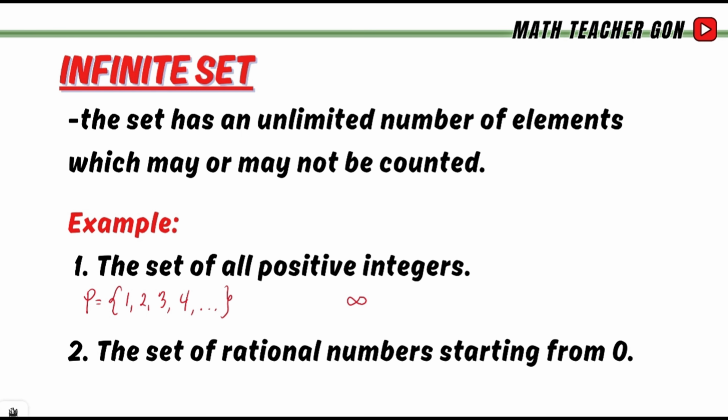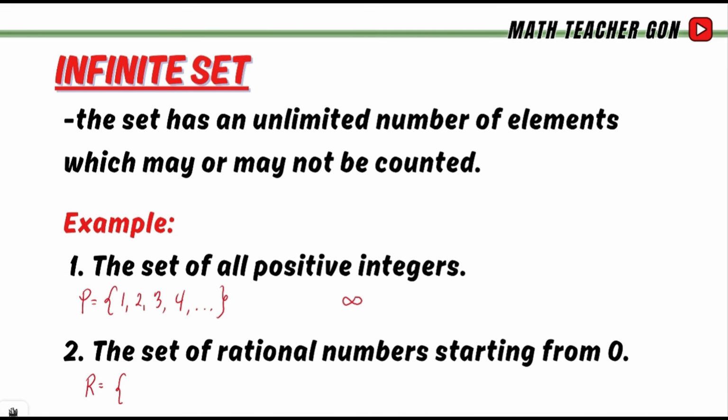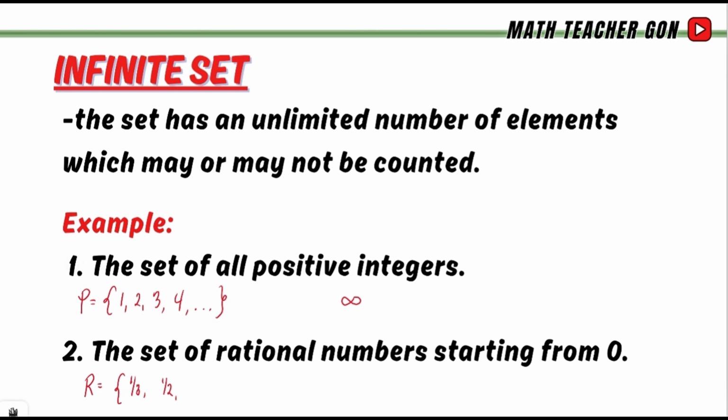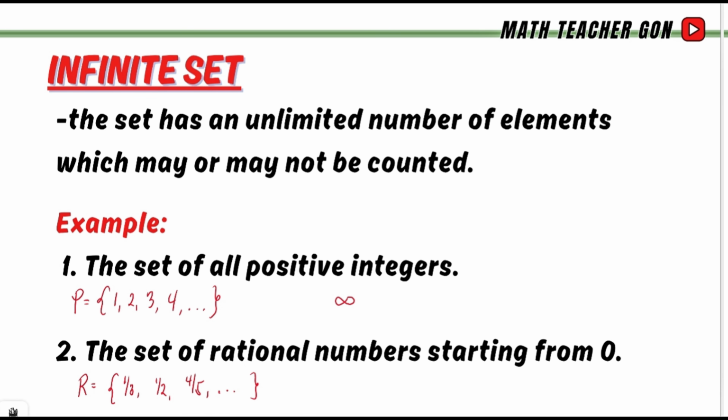The set of rational numbers is starting from 0. So when we say rational numbers, these are fractions. So we can just give examples for this. Say for example, you have 1/3. What else? 1/2. What else? 4/5. And so on. Let's use again 3 dots. So these are all rational numbers.